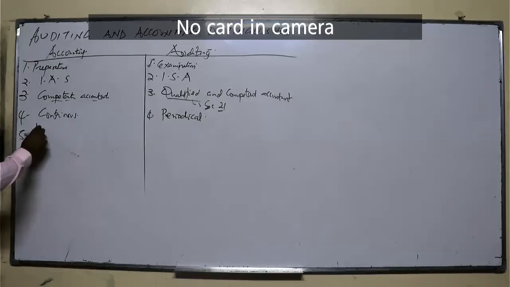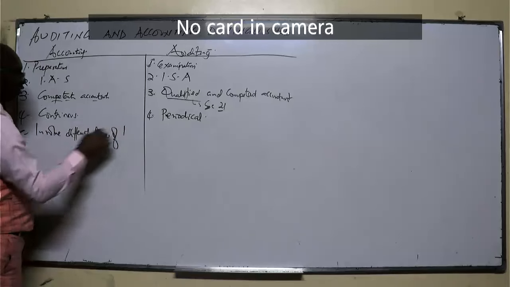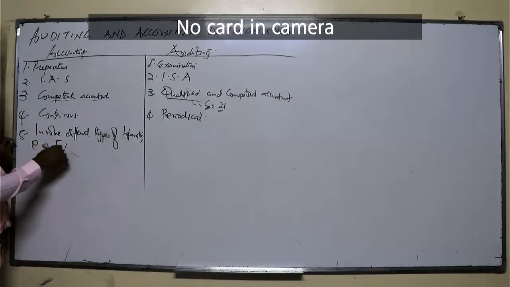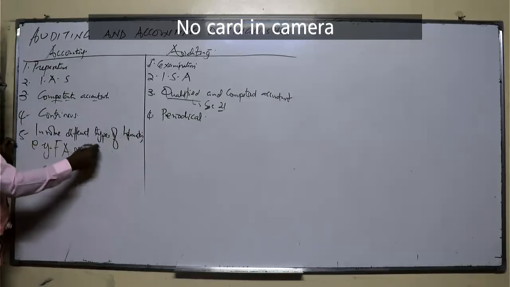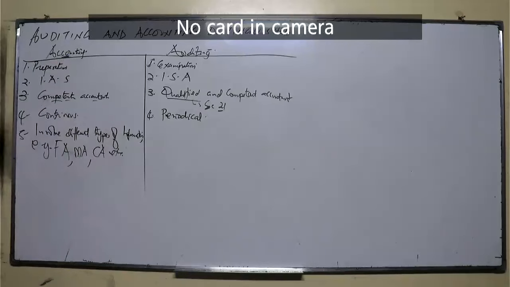Number five, may involve different types of information. By this we mean, for example, financial accounting, management accounting, cost accounting, etc. All these are accounting. At this level we have management accounting, then cost accounting. Cost accounting is the lesser of management accounting. It used to be covered at CPA 2 in the previous syllabus.